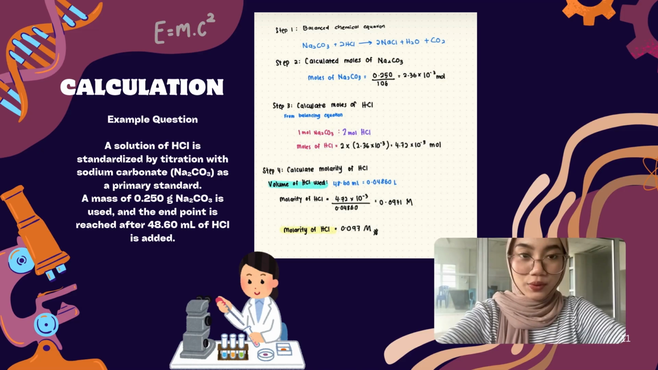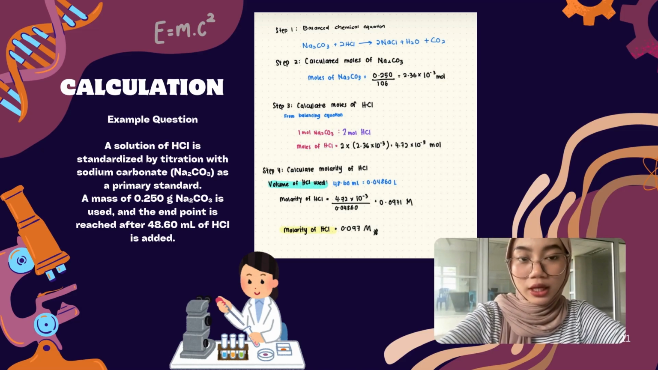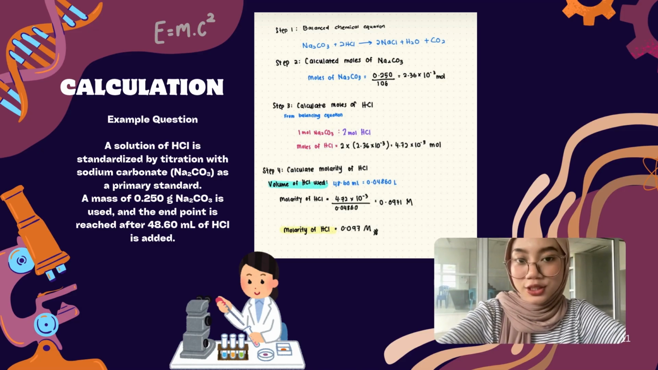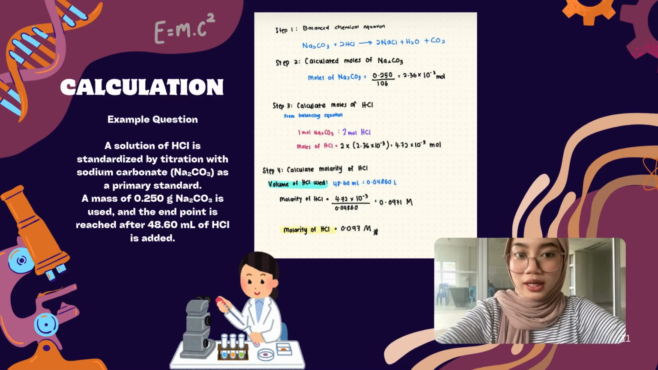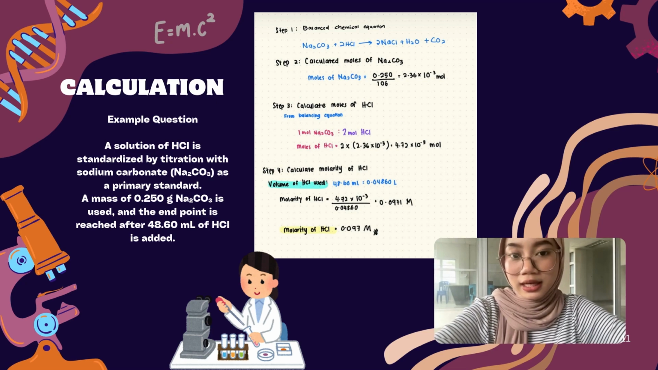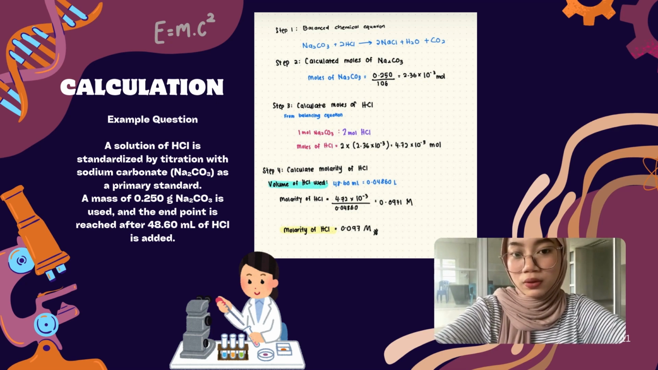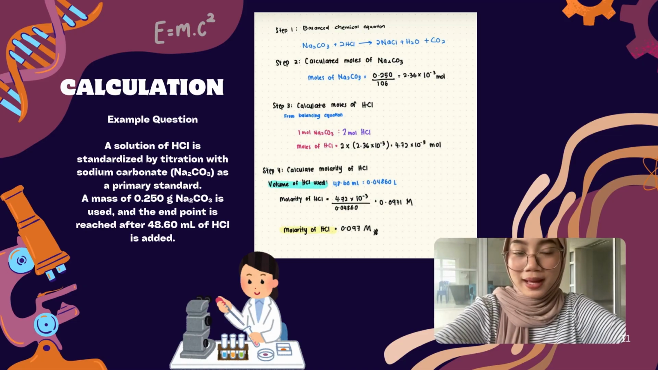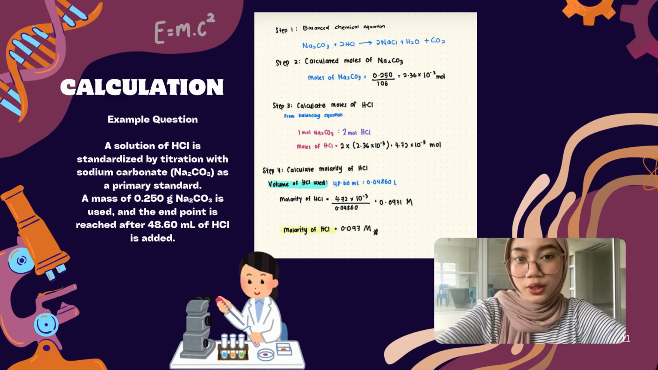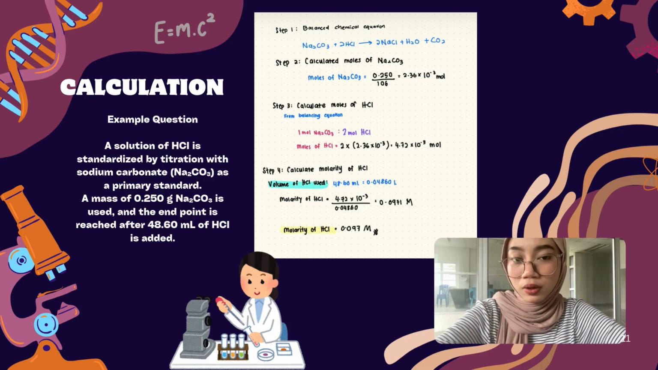Okay, for this calculation, we are given the mass of sodium carbonate, which is 0.250 grams. First, we write the balanced chemical equation. The equation is Na2CO3 + 2HCl produces 2NaCl + H2O + CO2. Next, we calculate the moles of sodium carbonate. So 0.250 grams divided by 106 gives us 2.36 × 10^-3 mole of sodium carbonate. From the balanced equation, 1 mole of sodium carbonate reacts with 2 moles of HCl. So the moles of HCl is 4.72 × 10^-3 moles.